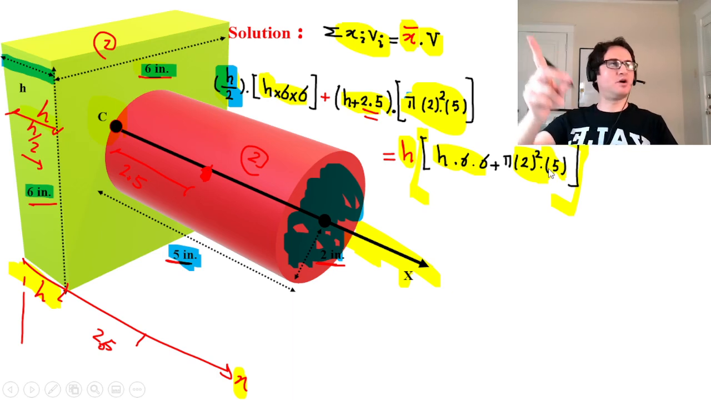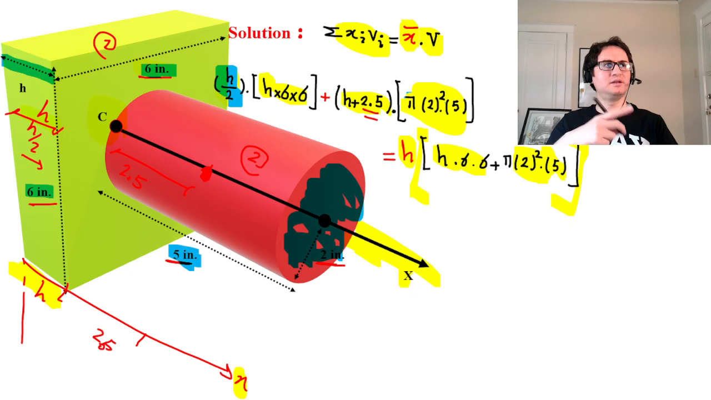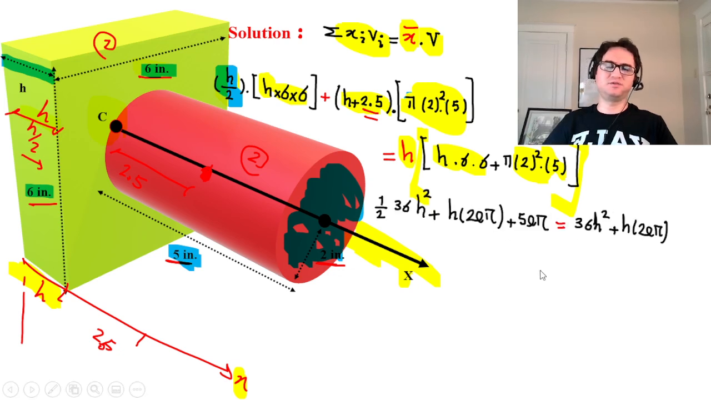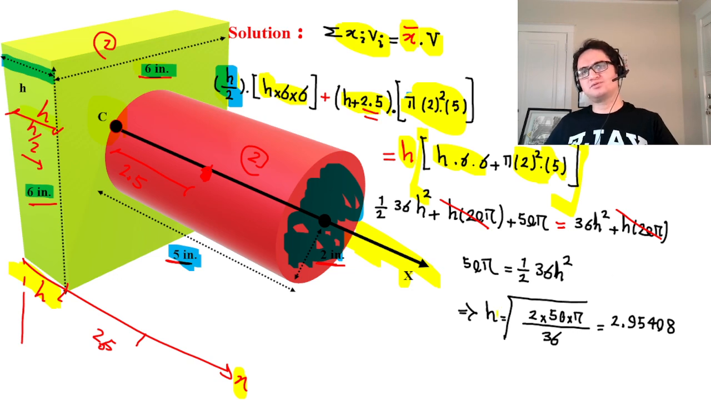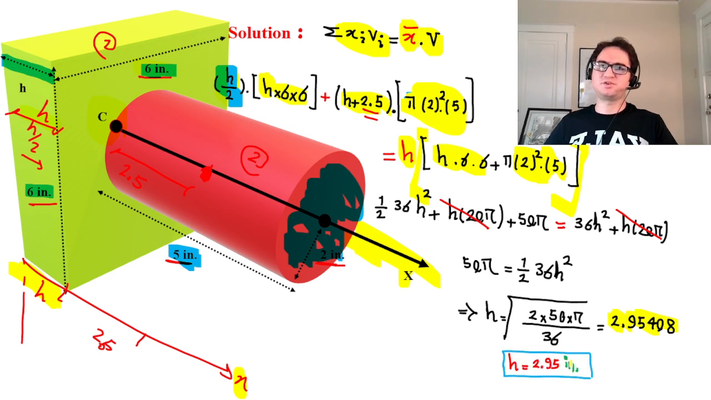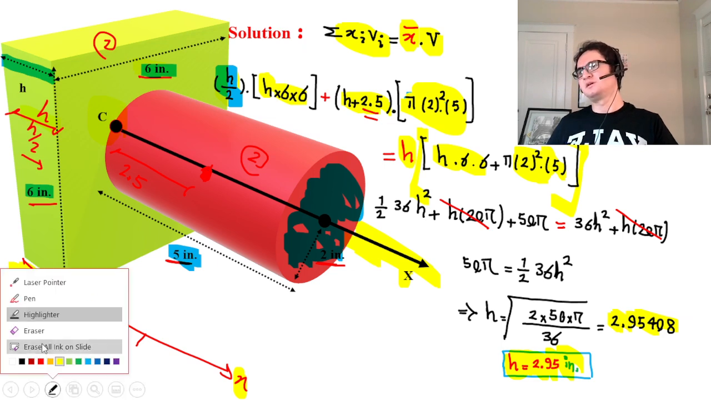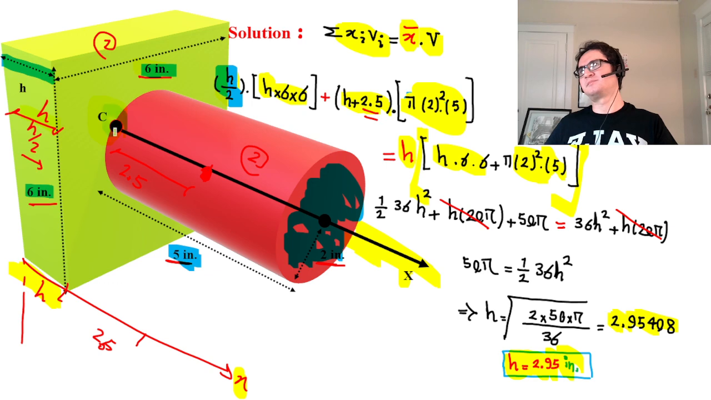If these two are equal to each other, we need to solve a second degree equation for h. If you simplify this equation, it gives you 50 times pi is equal to a half of 36 h squared. And if you solve this for h, it gives you h is equal to almost 2.95 inches. So that's what you need for h to have the centroid at the base of the cylinder.